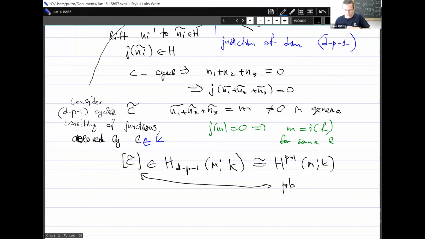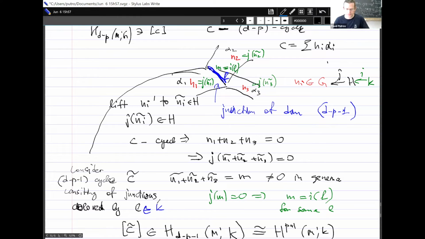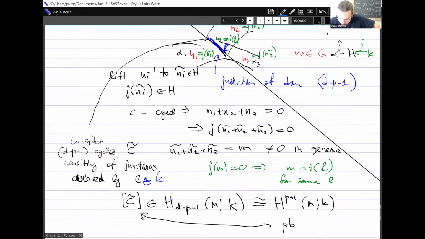Questions? Is this exactly the connecting homomorphism in homology? Let's see. Probably yes, but let me be more careful.